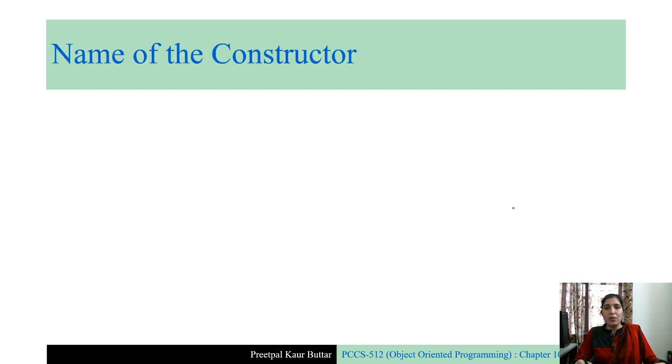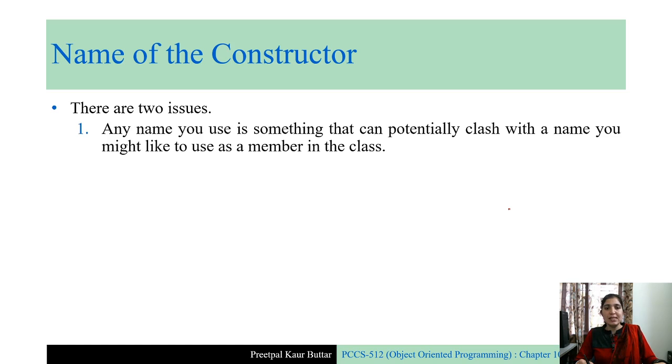Now, what is the name of this special function, the constructor? While naming the constructor, there were two issues. First, any name you use can potentially clash with the name you might like to use as a member in the class. For example, you created class car, and it has, suppose, one variable gear, and you want it to be initialized in a constructor.